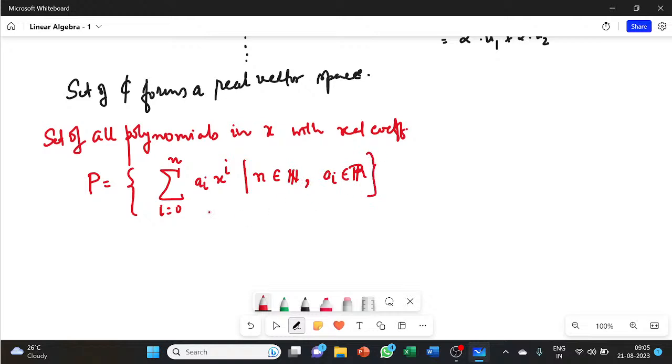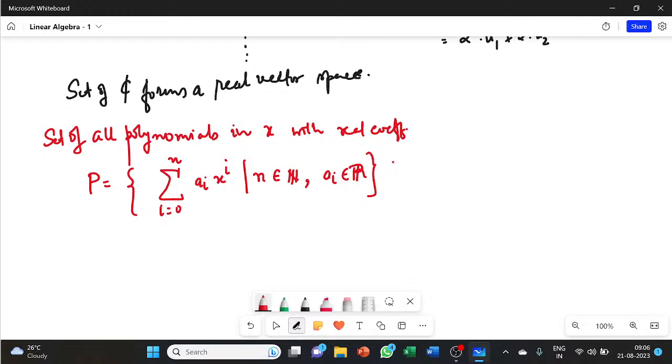So what does it represent? It represents a set of polynomials, isn't it? So if I take all different a_i's and all different powers, then I can make all sorts of different polynomials, isn't it? Is that clear? Are you able to identify with this particular statement? Okay, is that clear or not? Please let me know.